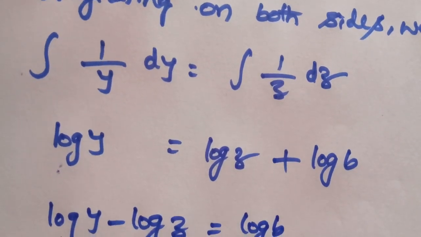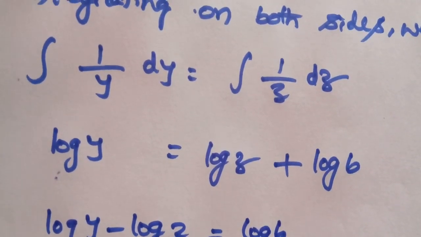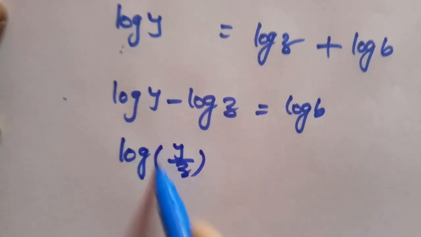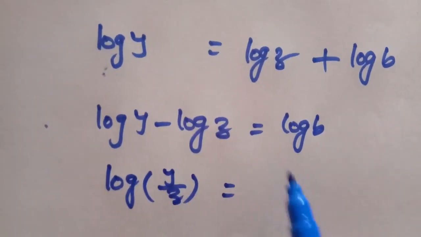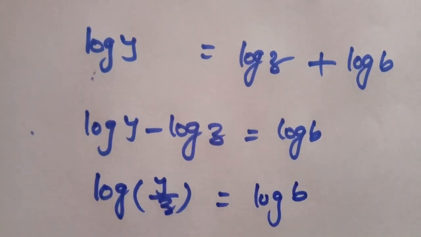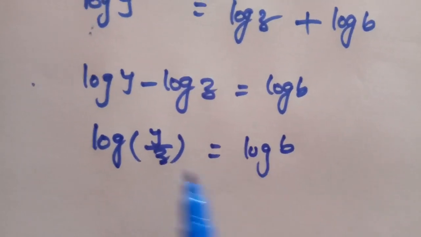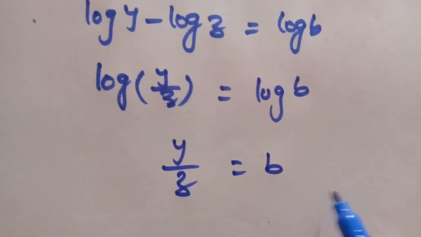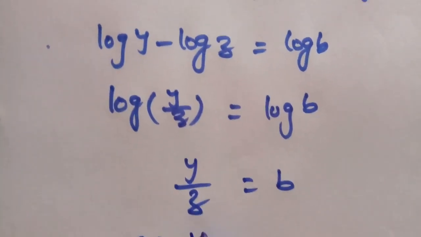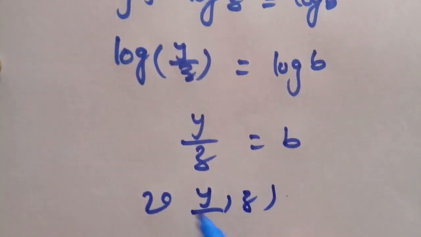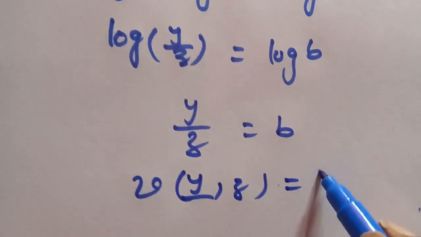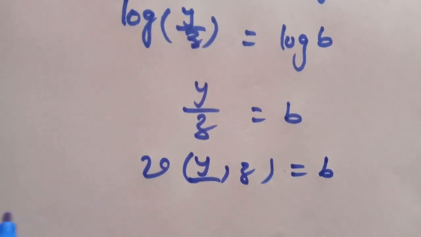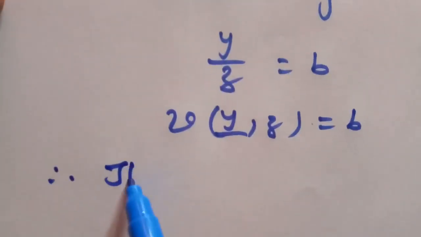Same formulas we used in the earlier. Log y by z, log a minus b is equal to log a by b. Again log a equal to log b, then a is equal to b. Therefore y by z equal to b. Therefore v of y comma z equal to b, where v of y comma z is equal to y by z.